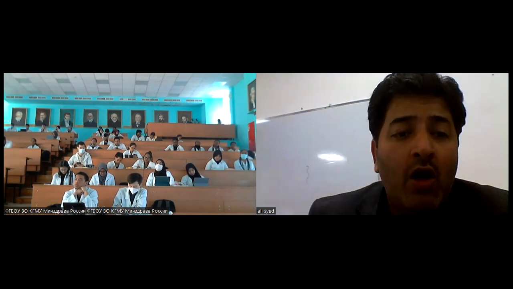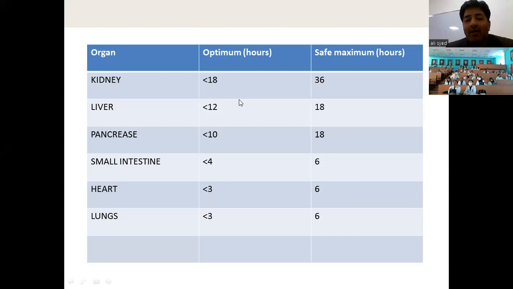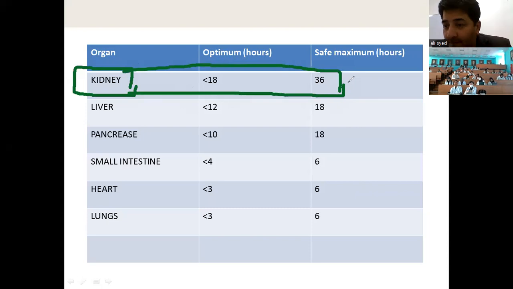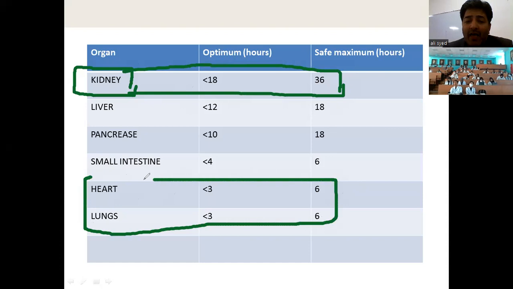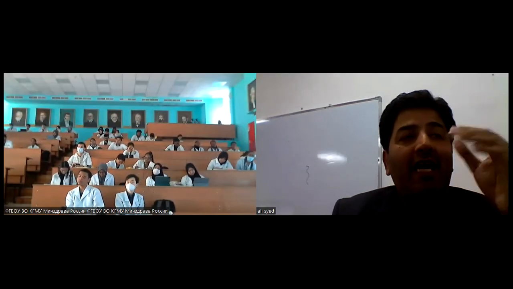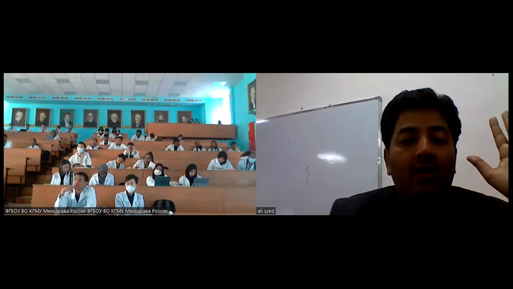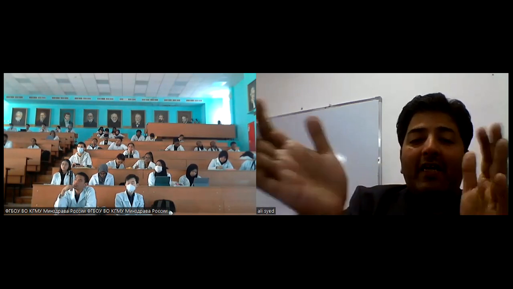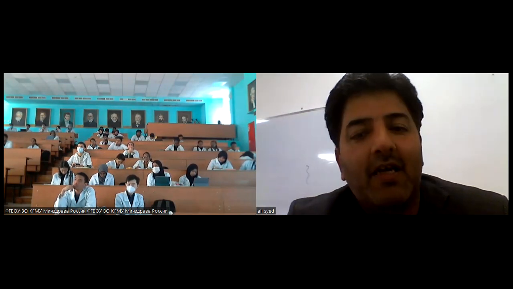What is cold ischemic time? The maximum cold ischemic time is seen in the kidneys. You can transplant the kidney up to 36 hours. The minimum is with your heart and lungs. Maximum you can transplant the heart within 6 hours, not more than that. If anyone asks you in which organ the maximum cold ischemic time is seen, your answer will be kidney. You can transplant this kidney within 18 to 36 hours. This is known as cold ischemic time.